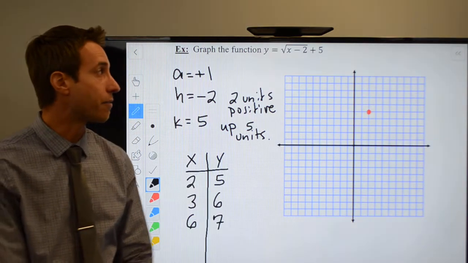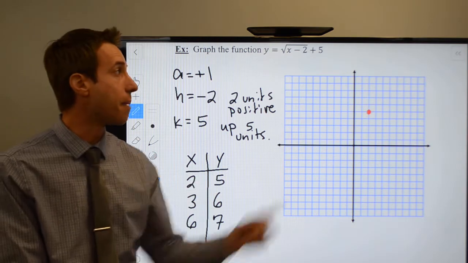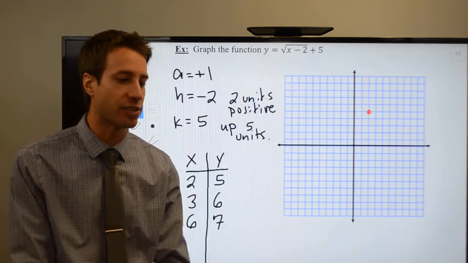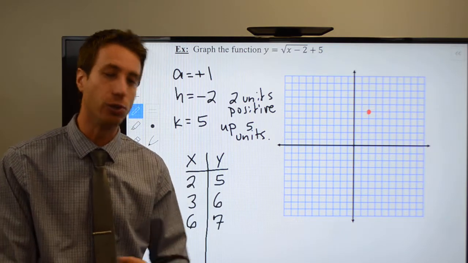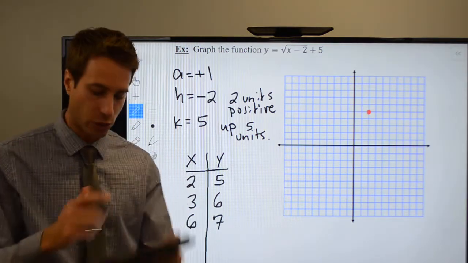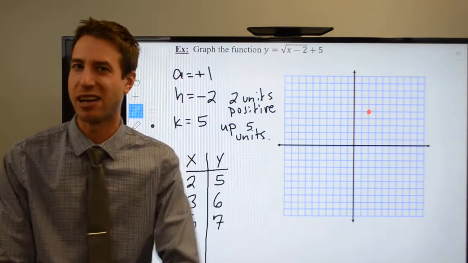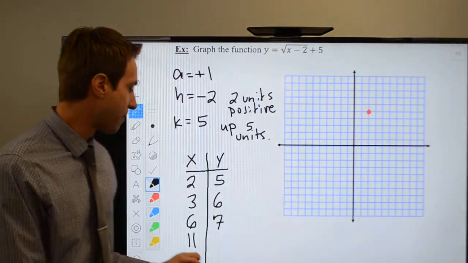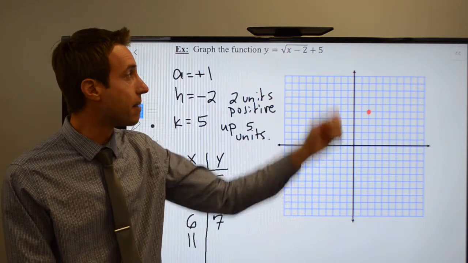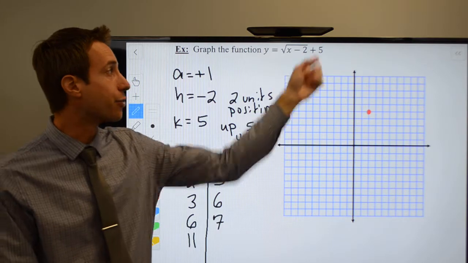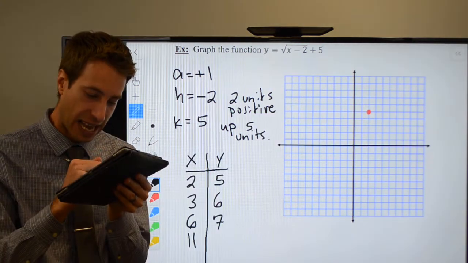I think we might be able to find one more. We're going to do the 9. My next perfect square is 9. So I add 2 to the other side. 9 plus 2 would be 11. So if I plug in an 11, I know that's a little bit off my coordinate plane, but it's not far. I can squeeze it in there. 11 minus 2 is 9. Square root of 9 is 3. And 3 plus 5 is 8.